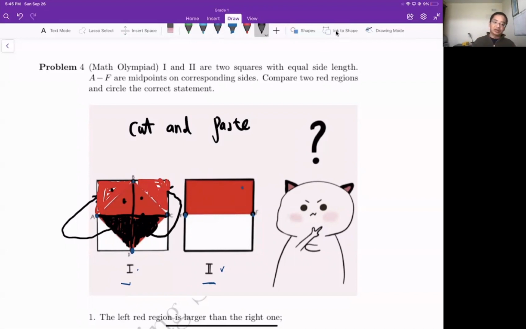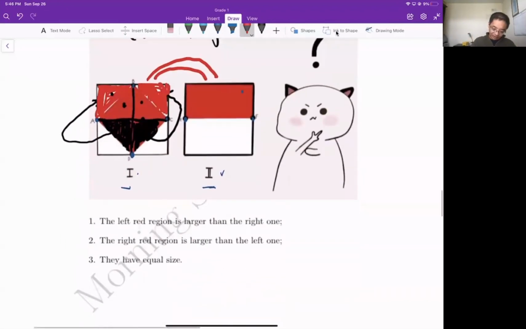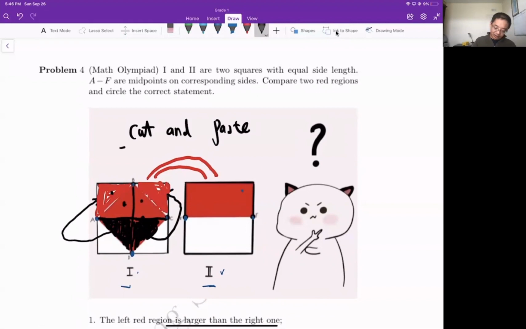And by doing this, you say, oh, wow, great. Basically, by rearranging things, I have transformed the first one into the second one. This means they have equal size, right? The size is equal. Both of them are half of the whole thing. So the thing I'm doing here is called cut and paste.